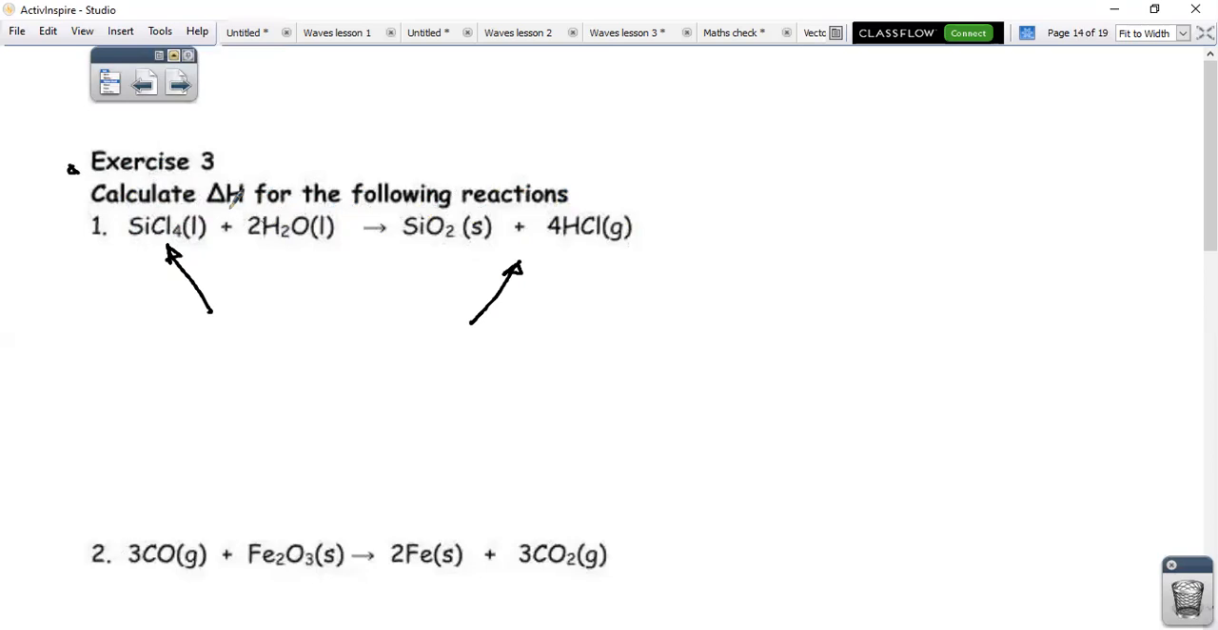So what do I need? It's enthalpies of formation. So if I write the reaction, remember that exercise we did where we were writing the enthalpies of formation. So let's try and write an equation for the formation of this. What would I need? Silicon tetrachloride. Silicon, Si. Very good. What else?